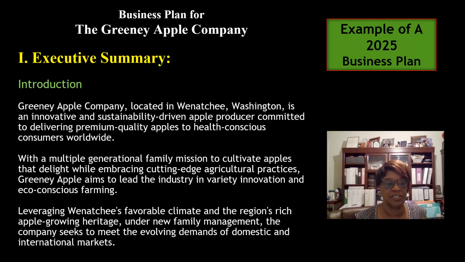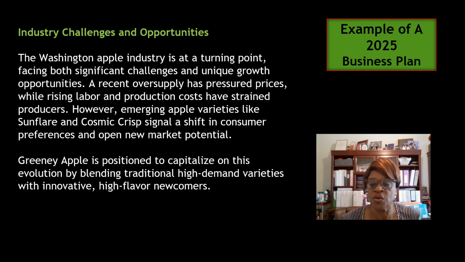This is the introduction to the executive summary. As you can see, it says who you are and what you do. Green Apple Company, located in Wenatchee, Washington, is an innovative and sustainability-driven apple producer committed to delivering premium quality apples to health-conscious consumers worldwide. I'm not going to read it. You can stop the video anytime and finish reading it, but I'm sharing little bits and pieces with you as we go. Okay, we are still in the executive summary.